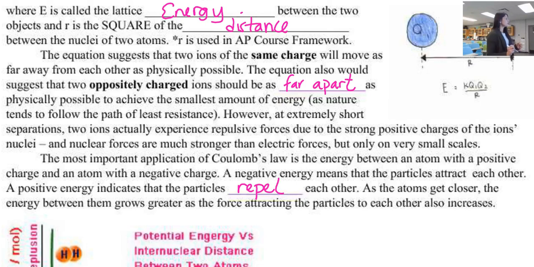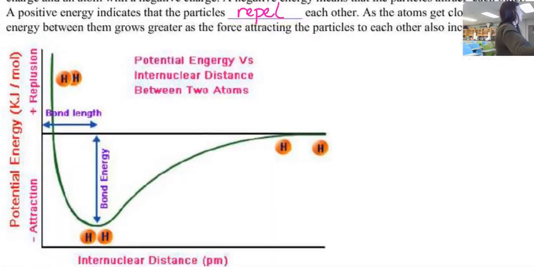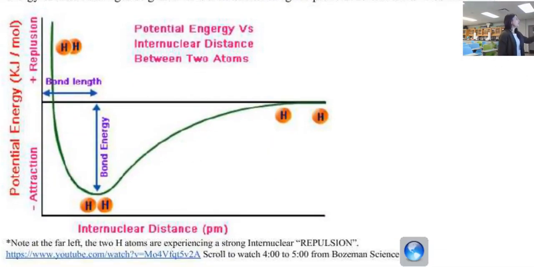As the atoms get closer, the energy between the atoms grows greater as the force attracting the particles to each other also increases. Let's take a look at this, okay? What they're calling the y-axis is the potential energy, and they're using kilojoules per mole. Now we have our baseline here, and this baseline is kind of our separation between positive and negative. So we can see here that positive is indicating a repulsion and negative is indicating an attraction, okay?